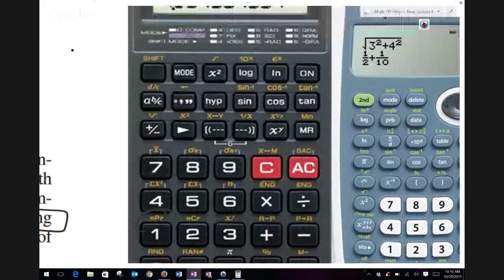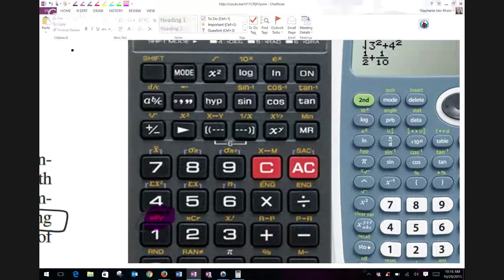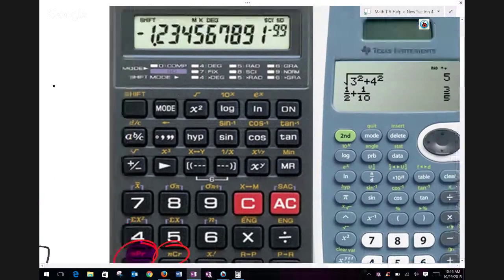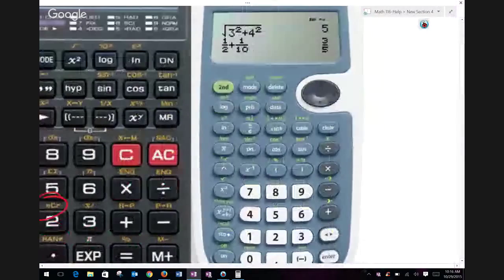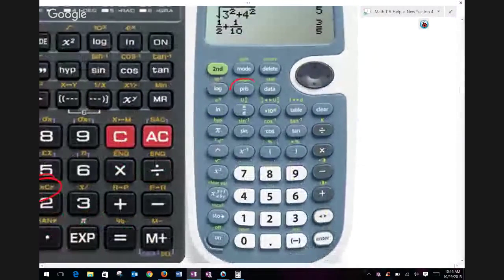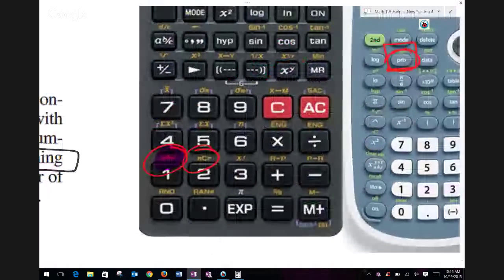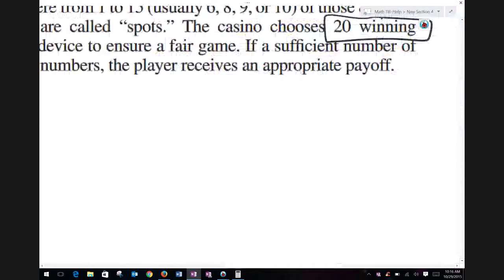I have this nPr and nCr. On a TI, you have to push this probability button, and then it will pop up with n factorial and then nCr, nPr, or something like that. So that you can see that, the probability button. Most calculators have the ability to do a permutation and a combination.